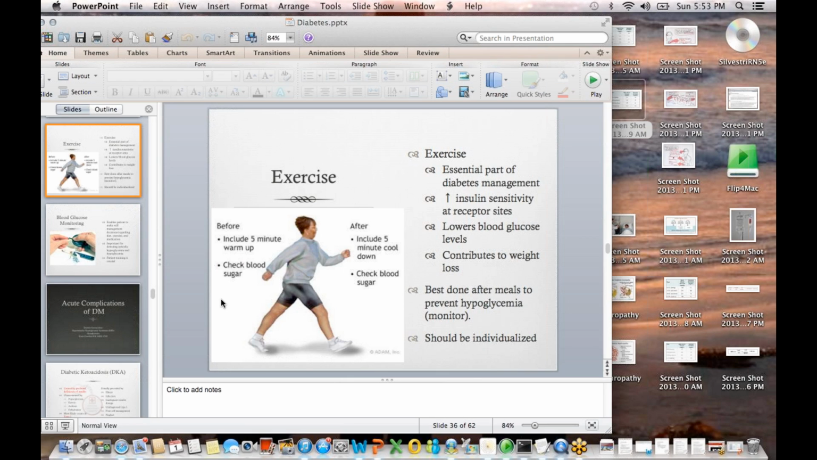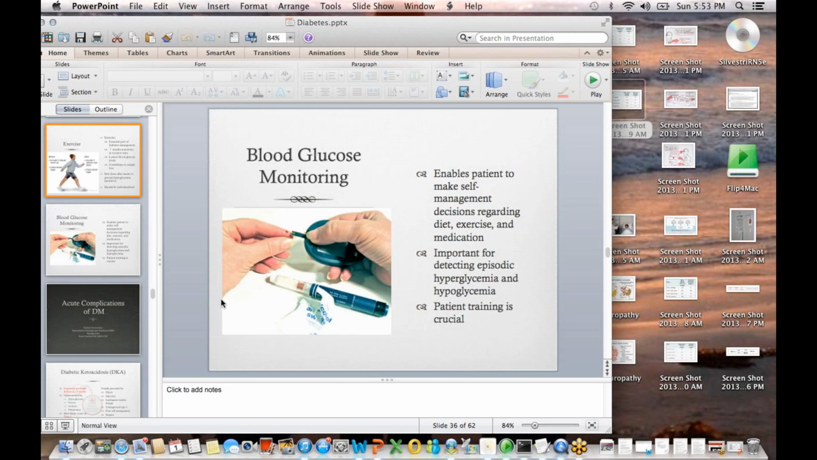Exercise: the importance of checking their blood sugar before, during, and after. It helps increase insulin sensitivity at the receptor sites. We talked about considerations when they're taking insulin. It helps contribute to weight loss. Again, this is important for type 2 diabetics specifically because it helps increase insulin sensitivity and then lowers blood glucose.